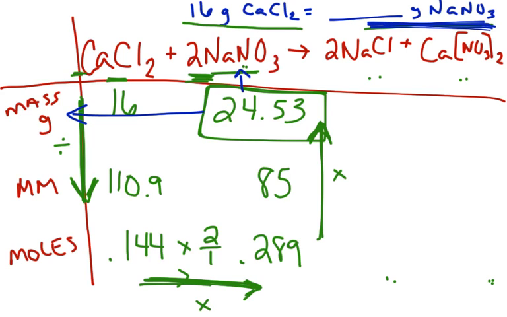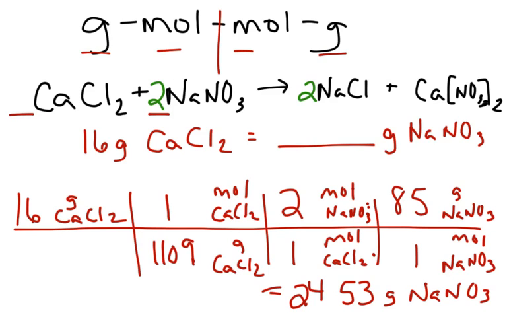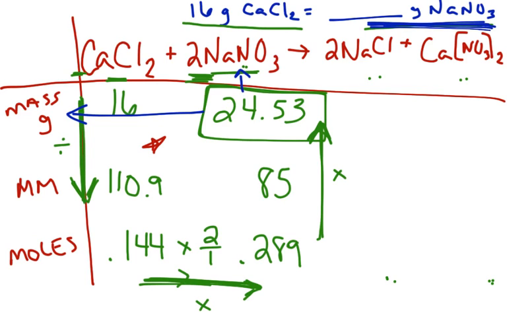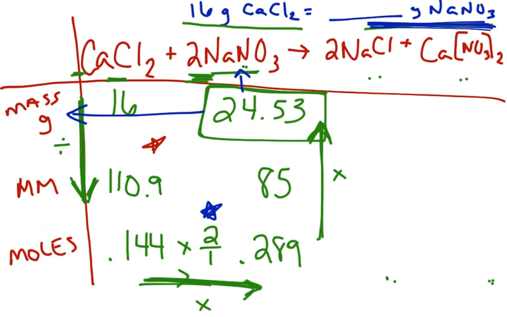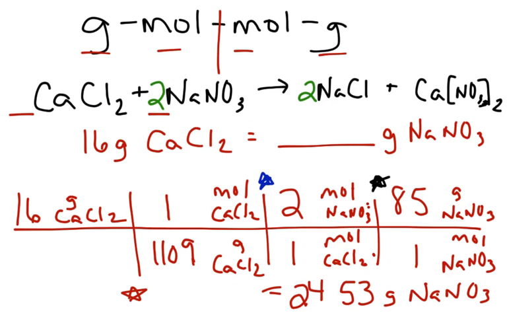This is called the chart method for doing these kind of problems. You are not doing dimensional analysis, but you do the exact same work. Look at this. 16 divided by 110.9. If I go back, this first step right here is 16 divided by 110.9. Look at the next step. Times 2 over 1. If I go back to my other way, times 2 over 1. Then my last step was times 85. If I go back to my other way, times 85.